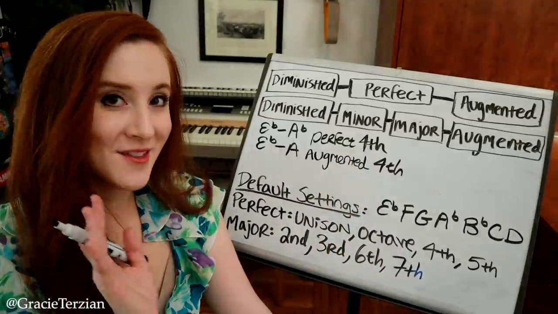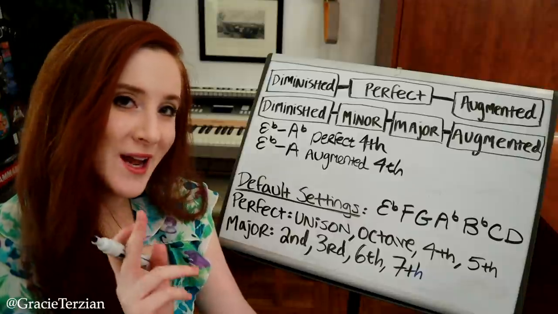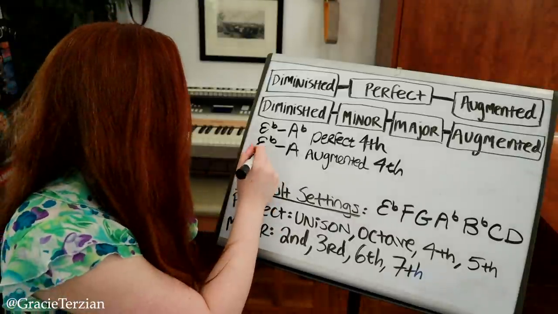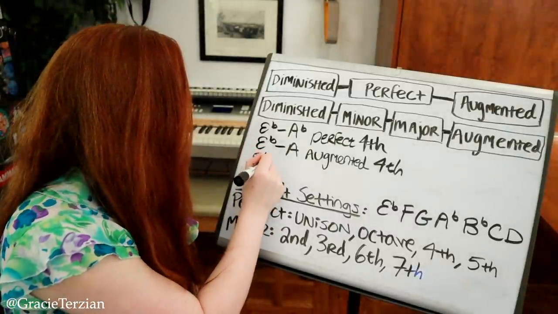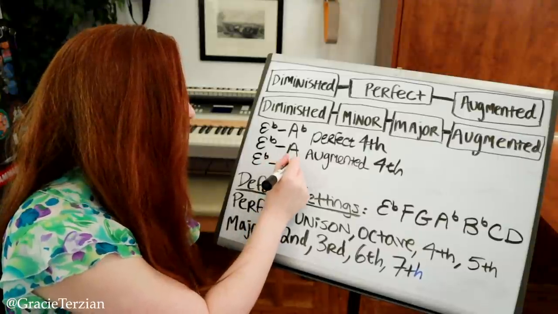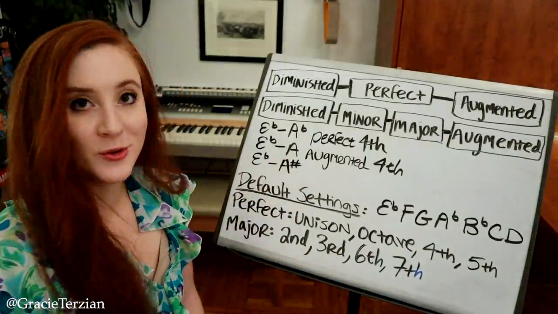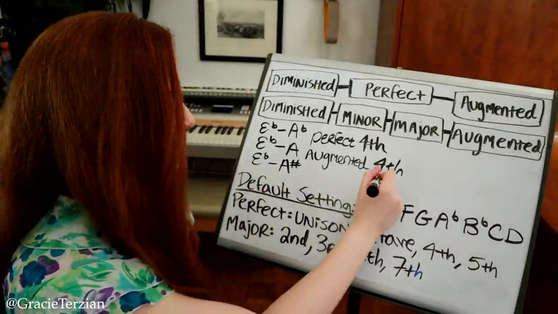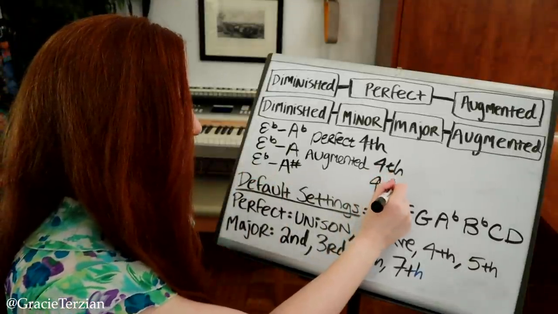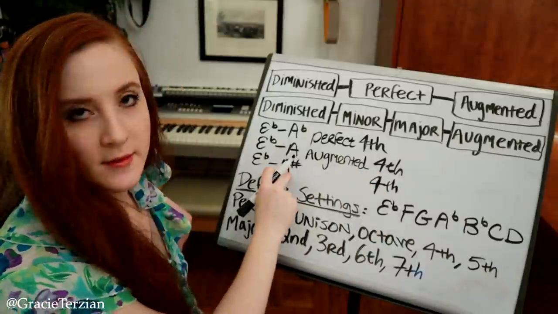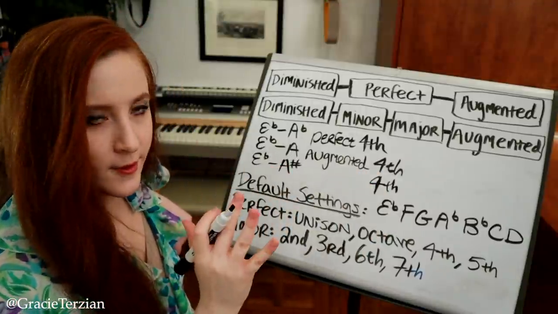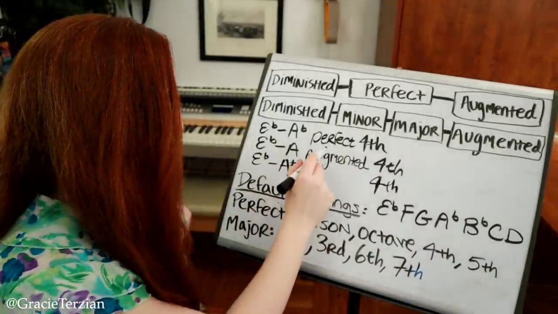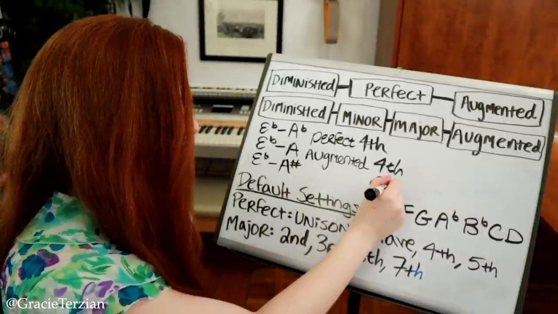Got it? Okay, now this is going to be a little tricky. So what if the interval is E flat to A sharp, okay? What if that's the interval we're trying to find? Ooh, okay, so again, it's going to be some kind of fourth, right? Because the letters are still E to A, right? So still a fourth, but it's not going to be perfect. It's not going to be augmented. What's it going to be?